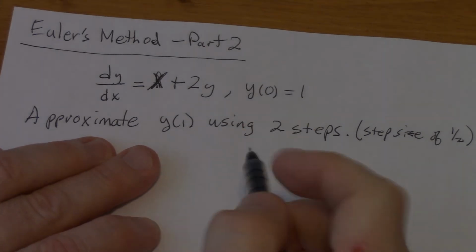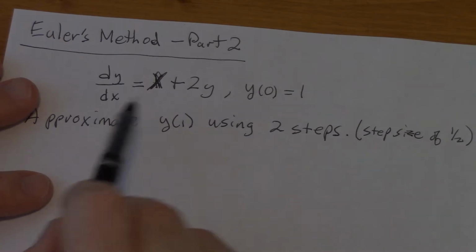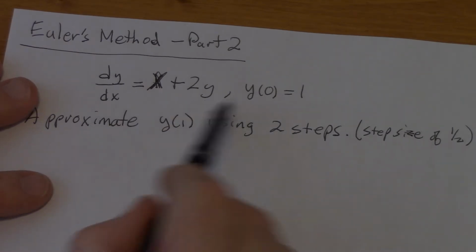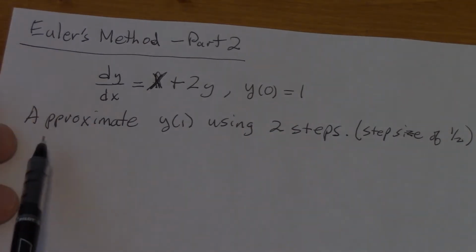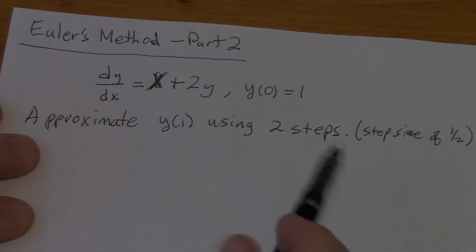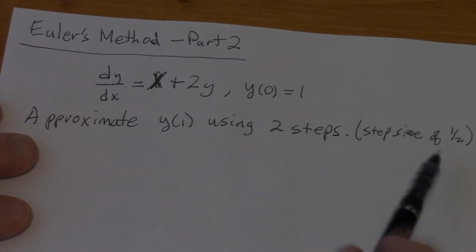Okay, class, so we're going to do an actual example of Euler's method here with this differential equation. So dy/dx equals x plus 2y. Our initial condition is going to be y of 0 equals 1. And we are going to approximate y of 1 using two steps. Okay, that's the same thing. They could have just said the step size is 1/2.